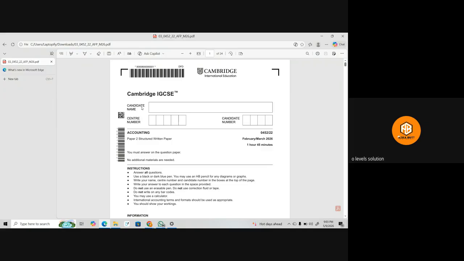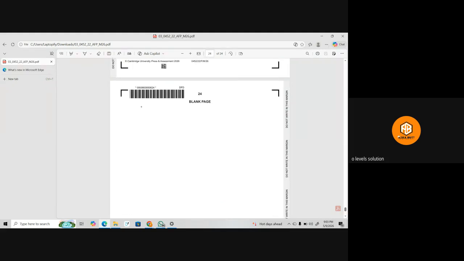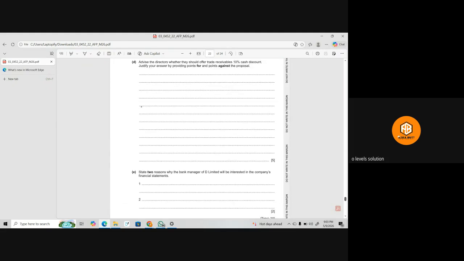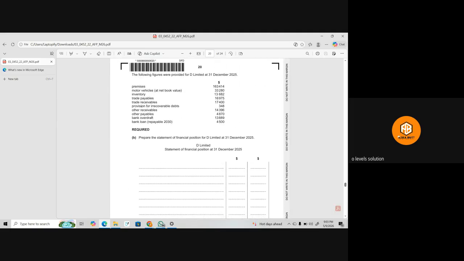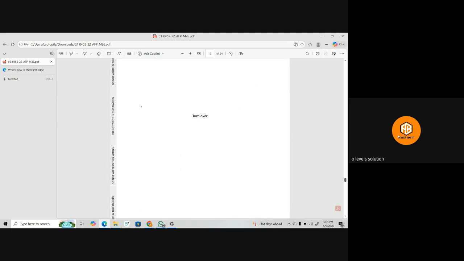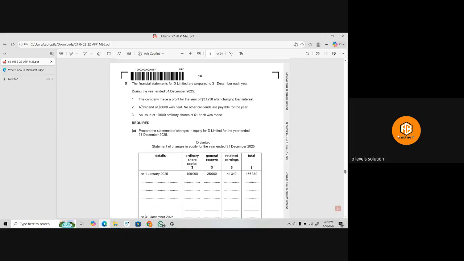So let's start from the very last question, which is question number 5. We have this question. They're saying that the financial statements for the Day Limited are prepared to 31st December each year.